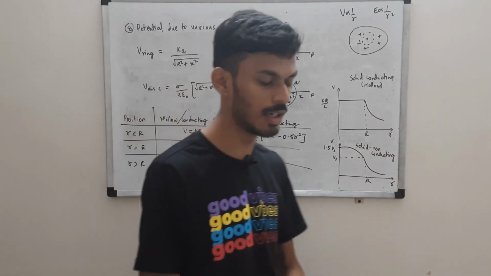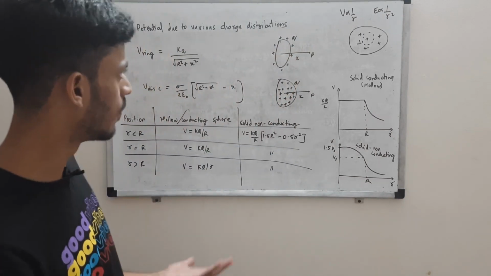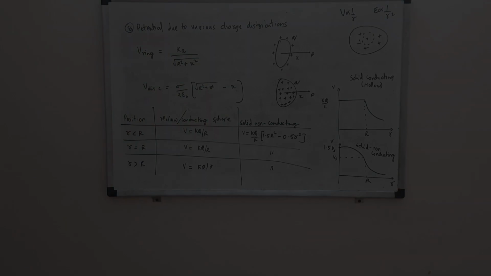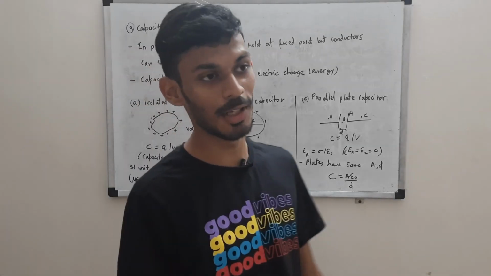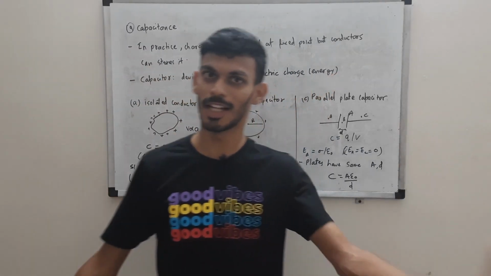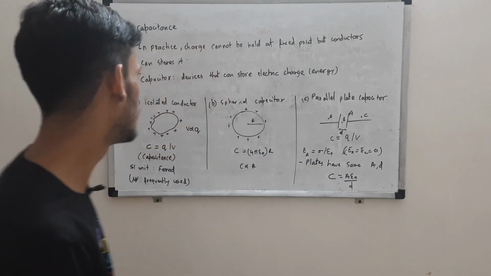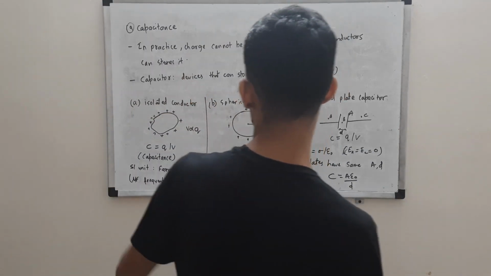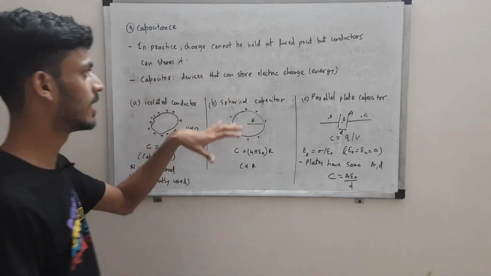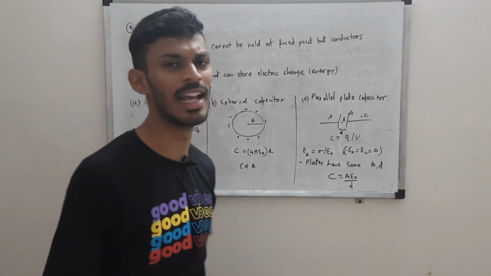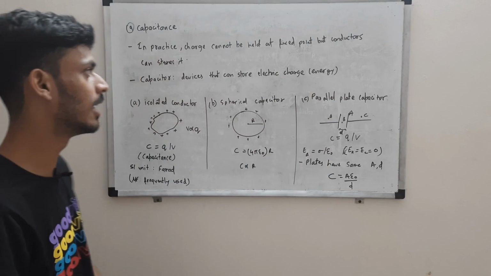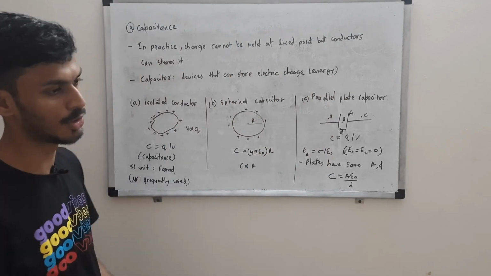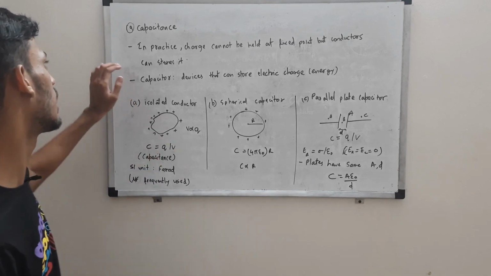So that's about different potentials due to different charge distributions. Let's move to the second part of this chapter, electrostatic potential and capacitance. Capacitors are basically conductors, devices that store charge. As I've told, a capacitor is a device that can store electrical charge and hence electrical energy.